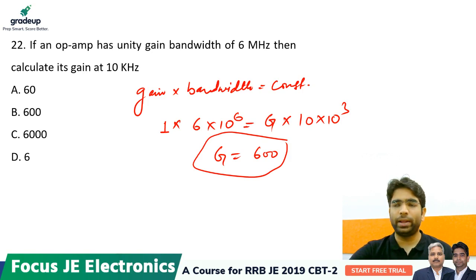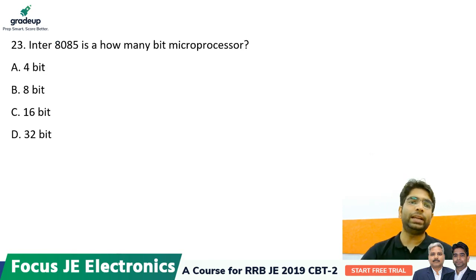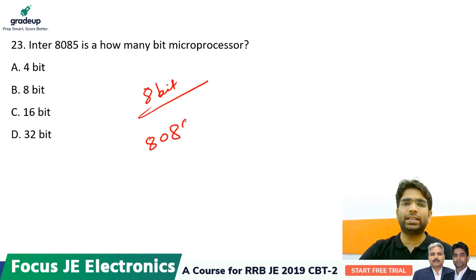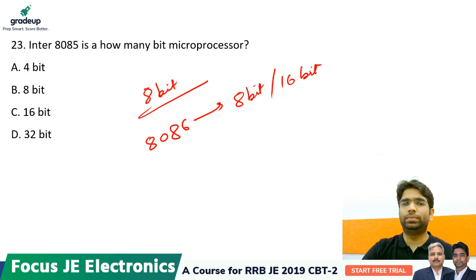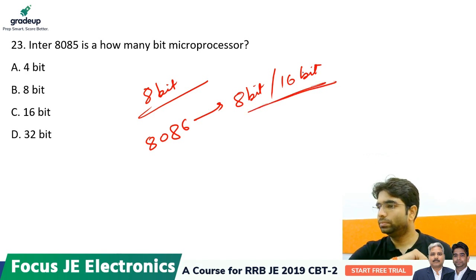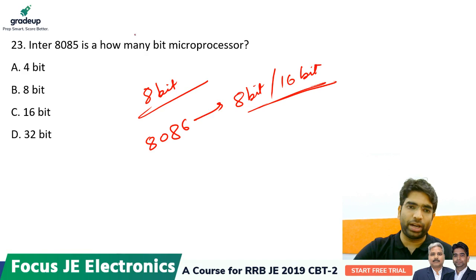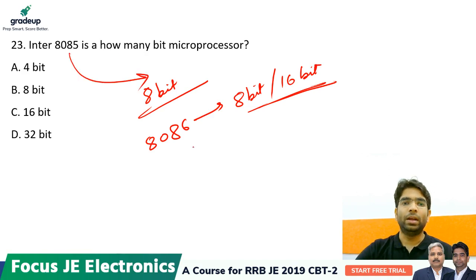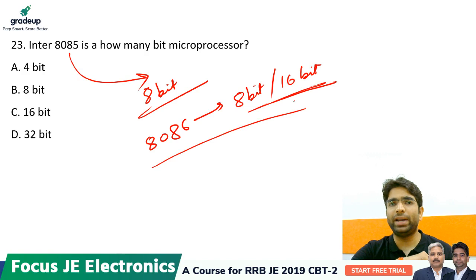Only 2 people are responding. Rest all correct. Dhanlakshmi, correct. Intel 8085 is how many bit microprocessor? 8085 is an 8-bit microprocessor. 8086 may be used as 8-bit as well as 16-bit microprocessor.